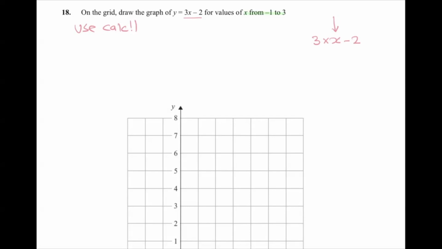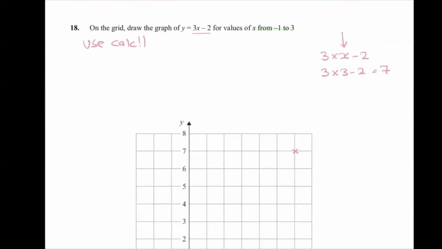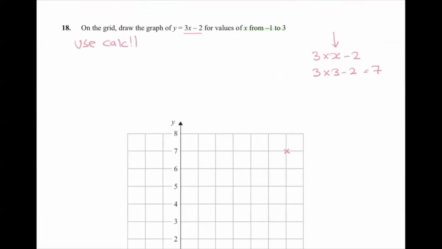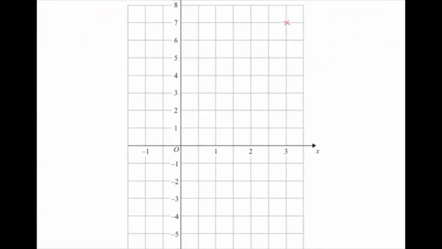So when x is 3, you do 3 times 3, take 2, which is 7. So when x is 3, y is 7. And you would repeat that. You would keep going, put in the 2, put in the 1, generate the coordinates, and then you'll be able to draw your line. But if you have learned how to use your calculator to do this, you will just enter in your equation that you've been given here. You will set up your table range, and it will produce all those coordinates for you, which is what I have done. So I'm going to plot the rest of the coordinates and draw in the line.